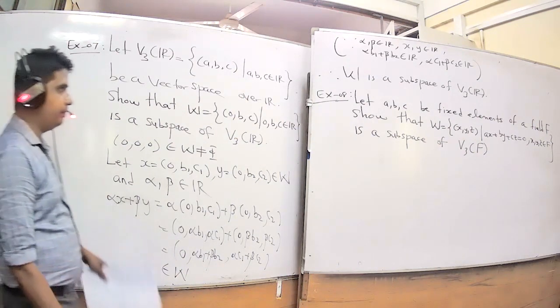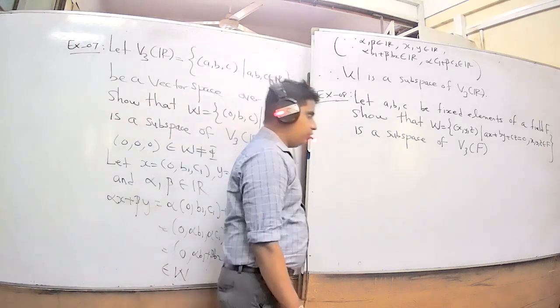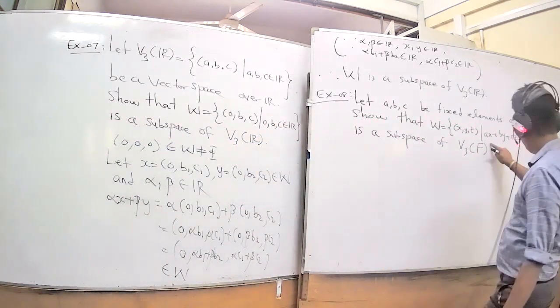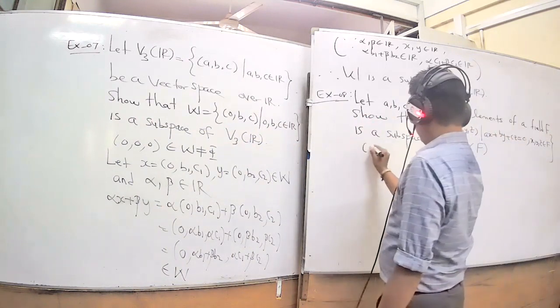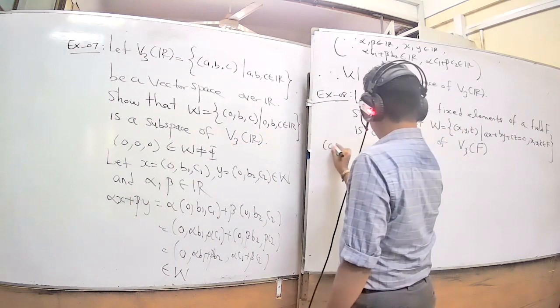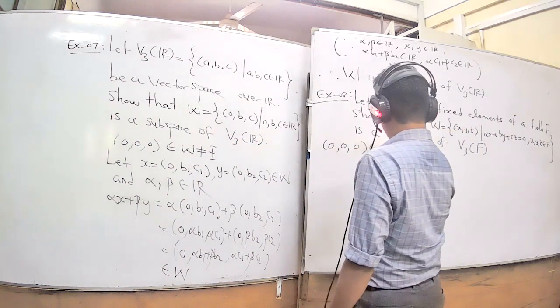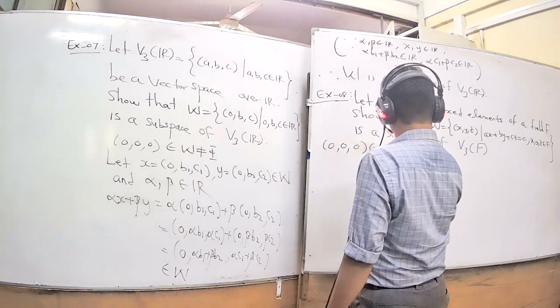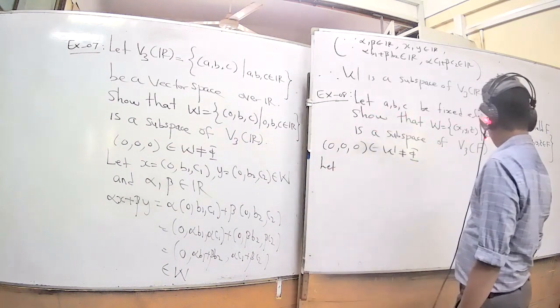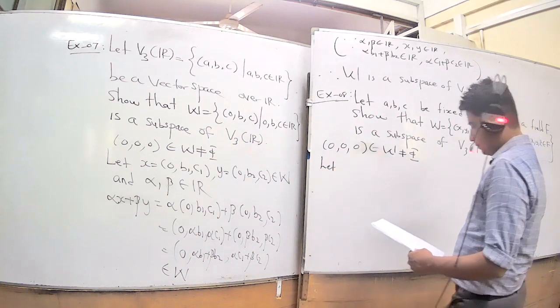First of all, put x equal to 0, y equal to 0, z equal to 0, then this condition should be satisfied. Therefore, (0, 0, 0) belongs to W, and thereby W is non-empty.